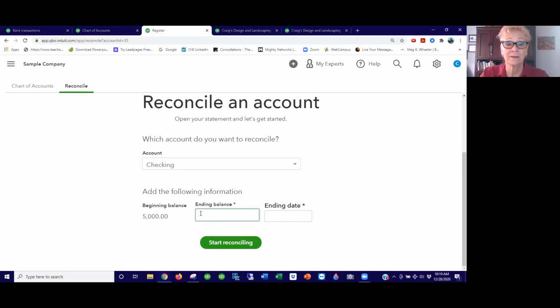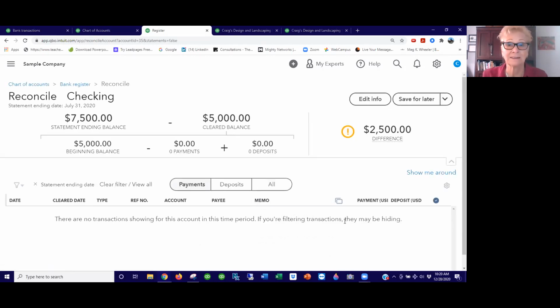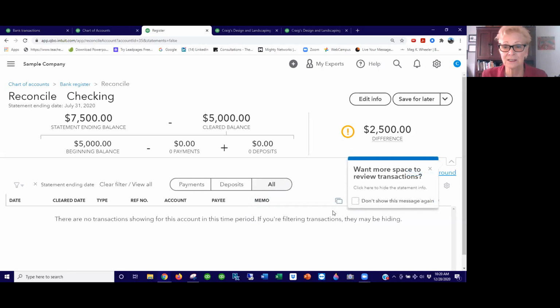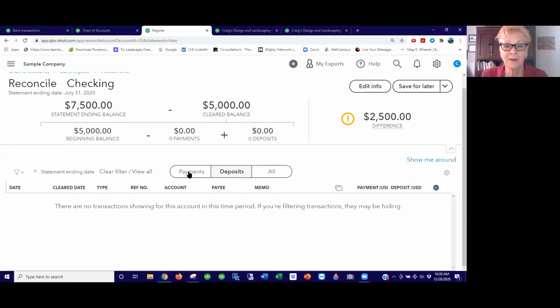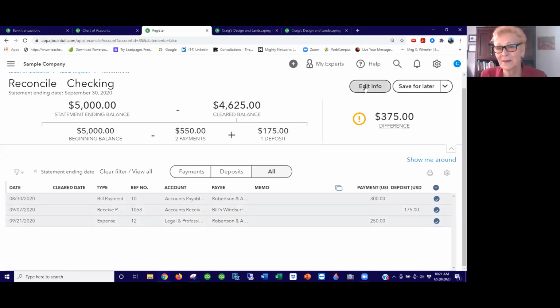Now, here, my beginning balance, or Craig's balance, was $5,000, and let's say that we currently have $7,500 on the statement that came from the bank. And let's say that I'm going to have to start reconciling way back because I haven't reconciled for a while, which is common. It gives us some information. And so here, if I'm looking at my deposits or my payments, I don't think this cleared my bank account. Yes, this cleared my bank account.